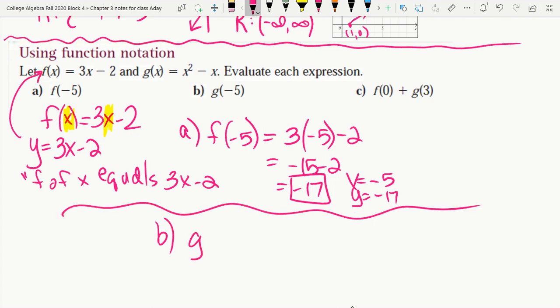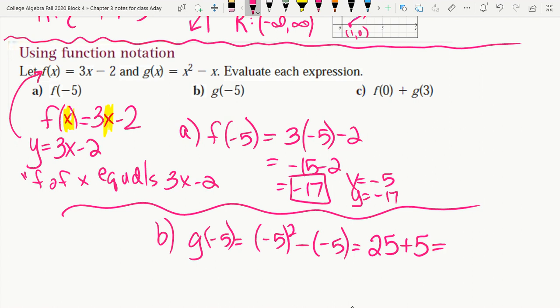All right, letter B. I want to find g of negative 5. So that means put in negative 5 for the x of g of x. So that becomes negative 5 quantity squared minus parentheses negative 5. So negative 5 squared is 25 plus 5, so I end up with 30. Which means, again, when x equals negative 5, y equals 30.